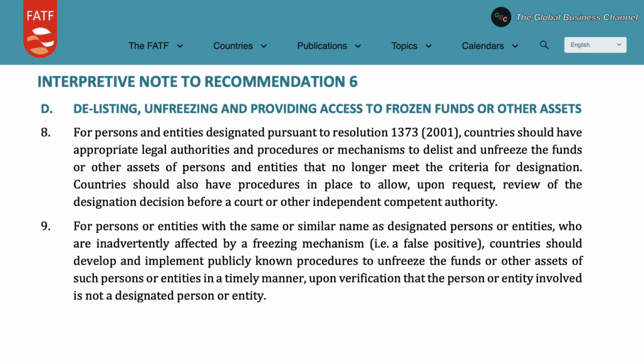Interpretative Note 9, still on the same subject matter, states that if individuals or entities with similar names to those designated are wrongly affected by a freezing mechanism, countries should create and publicize procedures to quickly unfreeze their assets once it is confirmed that they are not actually designated.